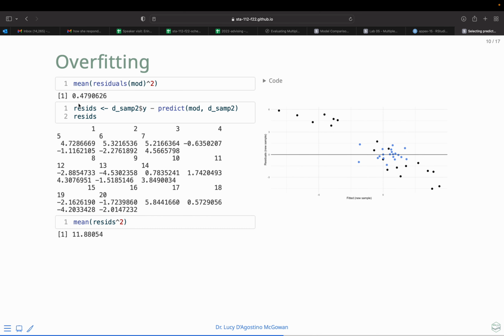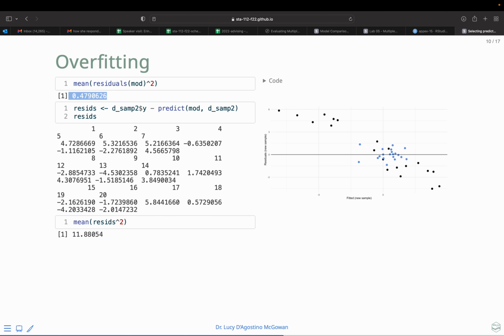But if I get some new data from that same population, the mean squared error, the mean of my residuals squared in my original model, was like 0.47. But if I get a new data set from the same exact distribution as my old one, and I try to fit my model there, these are the residuals that I get, which end up with a mean squared error of close to 12, so much larger than what I saw in my original data. And that's because that first model was really overfit. I had a lot of variables relative to the number of observations.